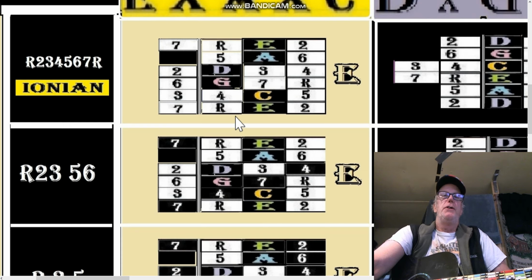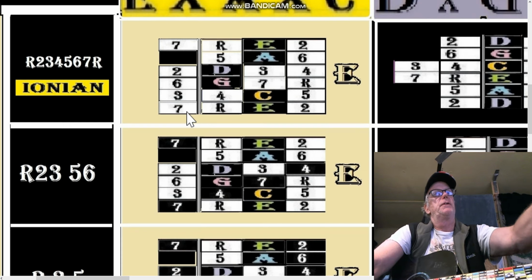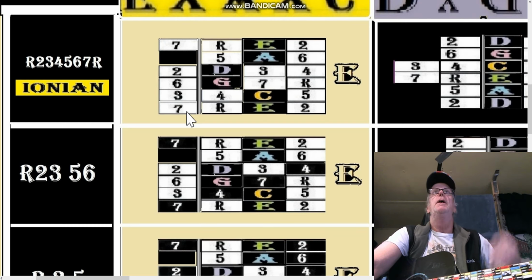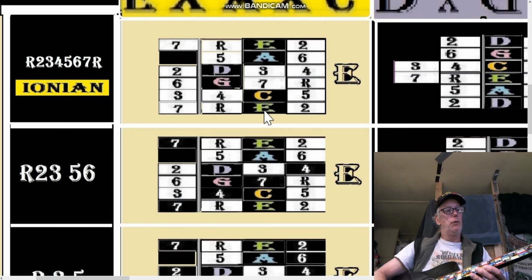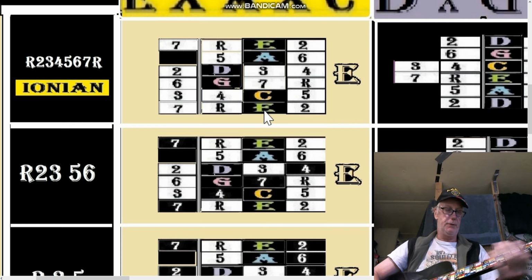The reason I know them so well is not because I can count 7 root 2, 3, 4, 5, 6, 7 root 2. I can't, you know, that's easier, but I know them by string shapes. So I know that the E string shape is 7 root 2, no matter what. Okay? That's 7 root 2. It doesn't have to be in the key of C.